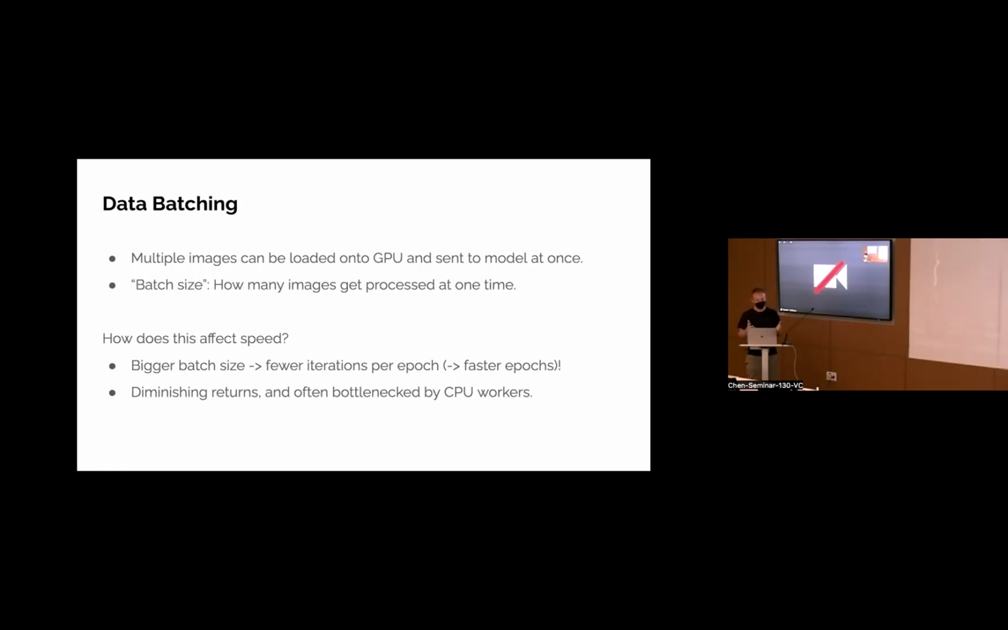And so how this affects speed is that by upping your batch size, you can pass more data through the model in the same number of GPU iterations. Typically, the iteration is mostly constant in time. So the more data you can stick in there, the quicker you can get through your data set. This has diminishing returns, as you continue to increase the batch size. It's sometimes bottlenecked by the amount of GPU memory you have. It's often also bottlenecked by the CPU workers reading the data from disk and putting it onto the GPU.